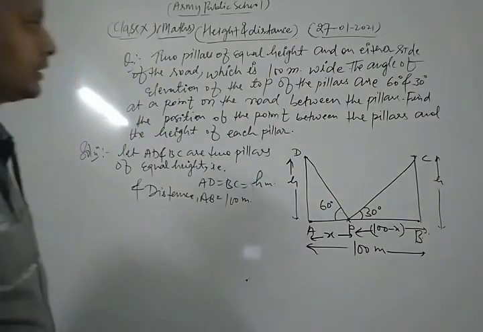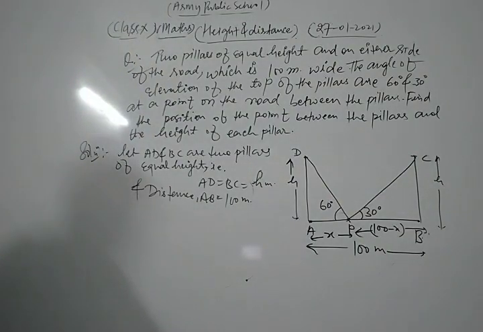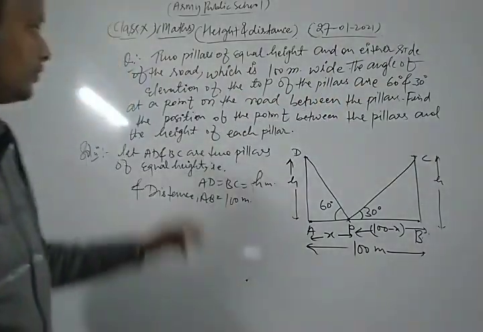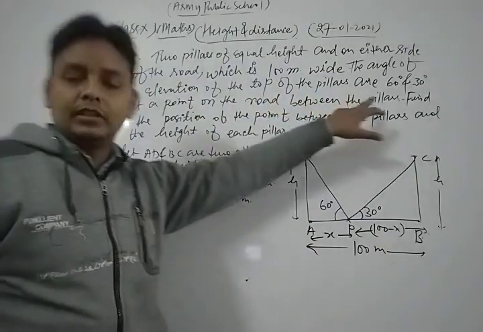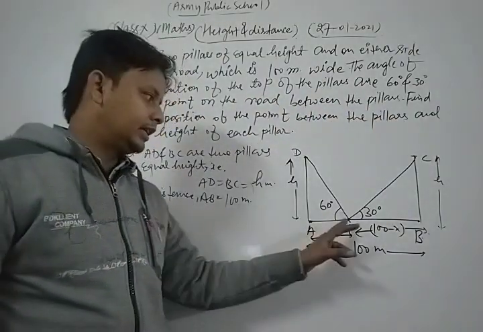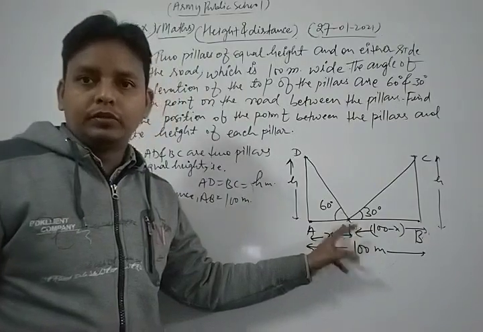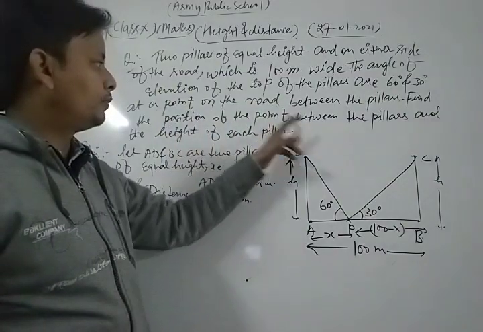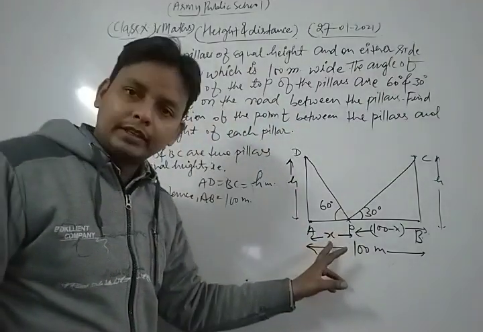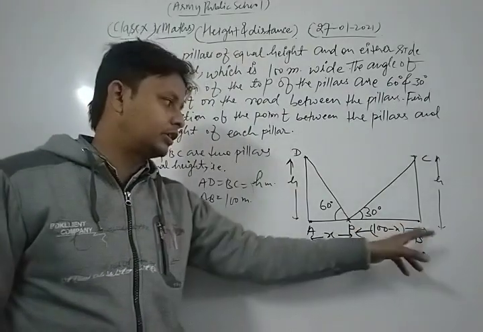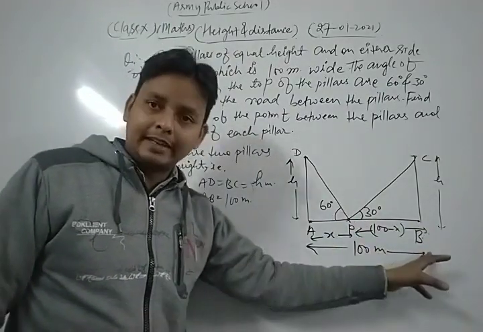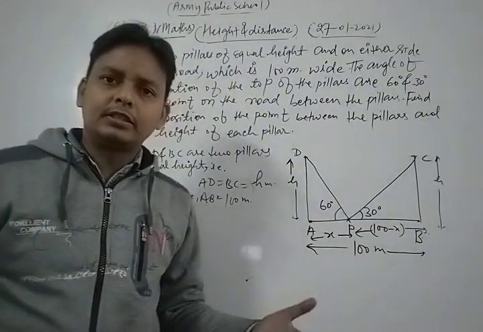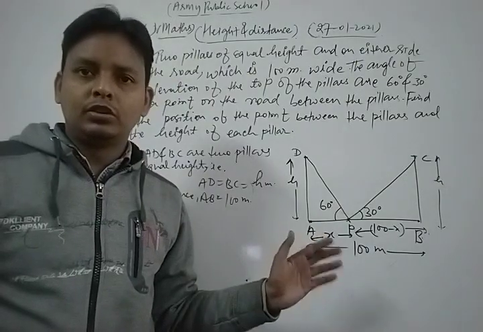Now let's see. The elevations of the tops of the pillars are 60 degree and 30 degree at a point on the road between the pillars. So dear student, we take a point P on the road between the pillars. We have to find the position of the point, which means the value of X as well as 100 minus X, and also the height of each pillar, which will be the same.